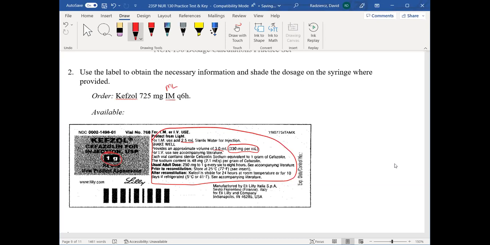Now that you know that, you can solve your problem. My order is 725 milligrams, and my available is 330 milligrams per milliliter. Doing ordered over have, it's 725 divided by 330, which gives 2.196969 repeating. I'm going to round that to 2.2 milliliters.